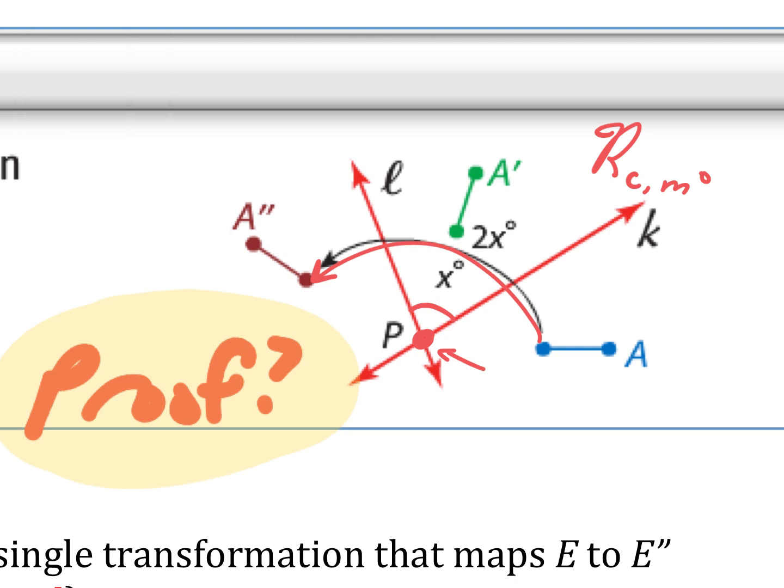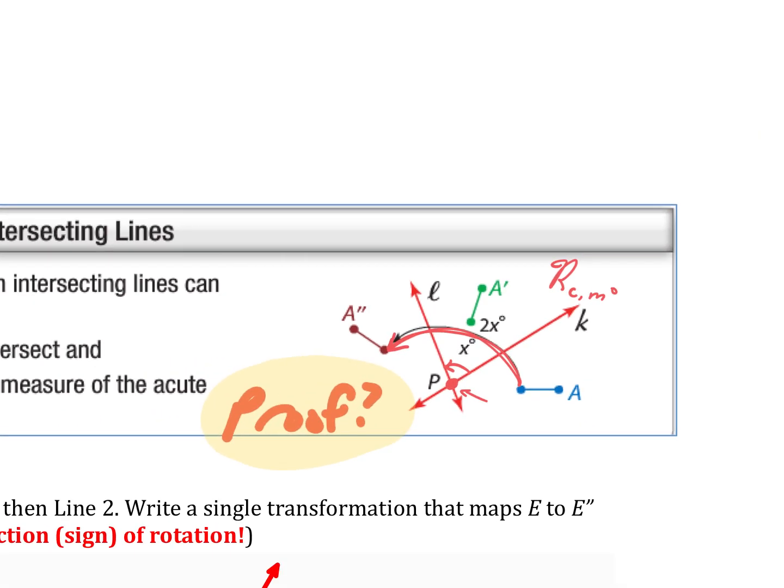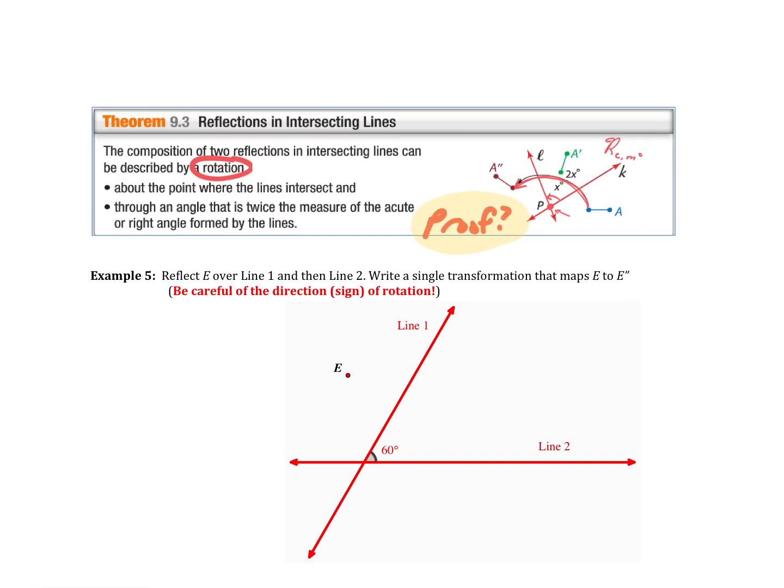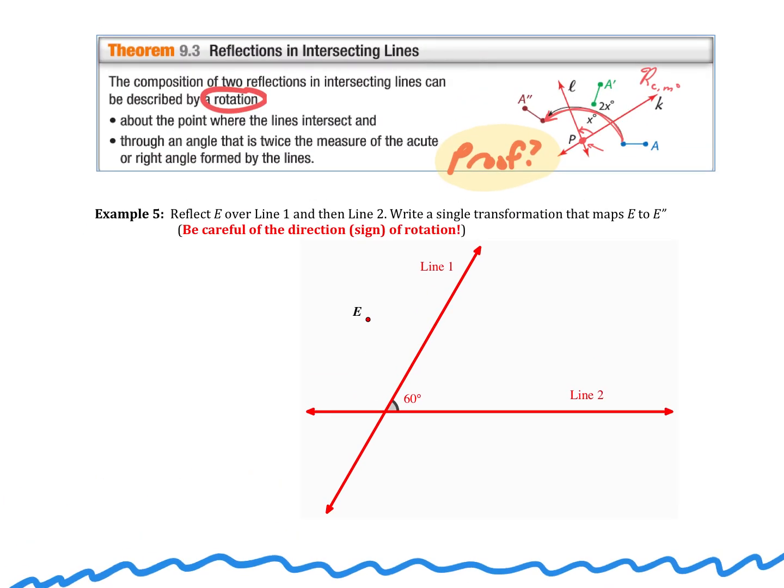There's a little more to it because there's also the direction of the rotation. The way I like to think about it is that this was reflected over K first and then L. The direction of the lines from line 1 to line 2 was this way, so the rotation direction is also going to go that direction, in this case counterclockwise. So sometimes they say twice the measure of the directed acute angle between the two lines.